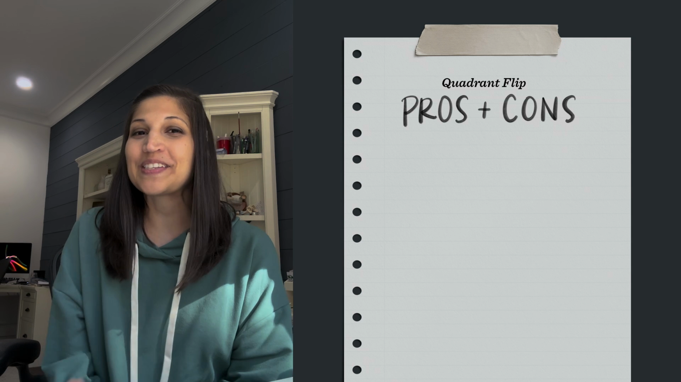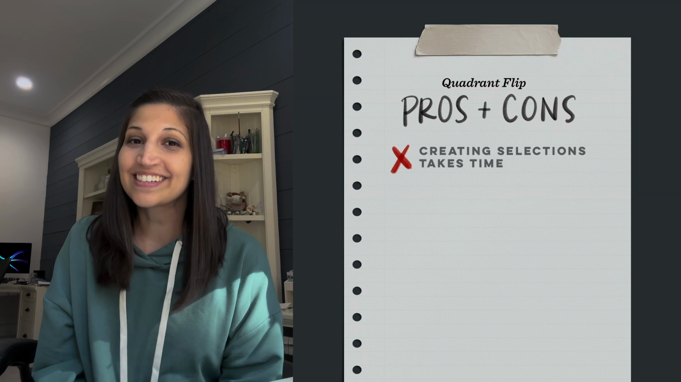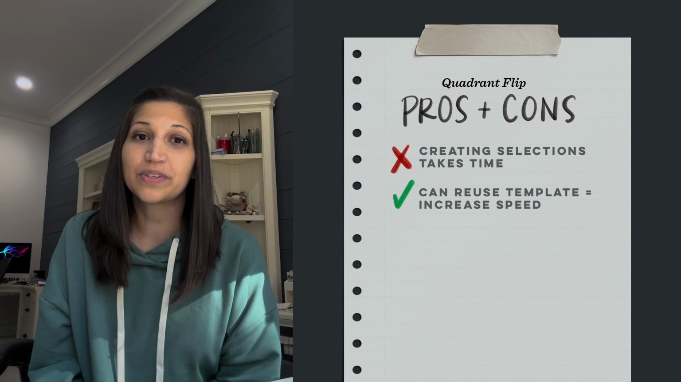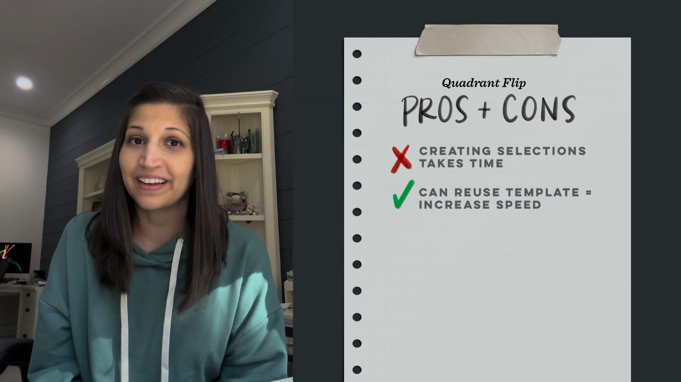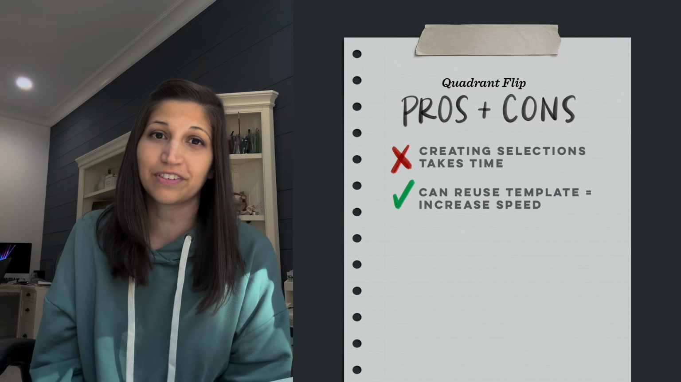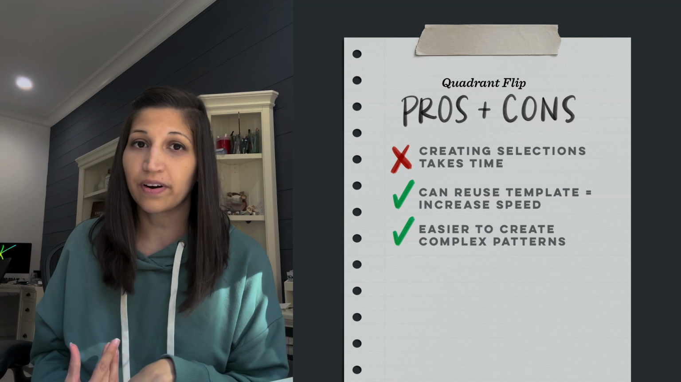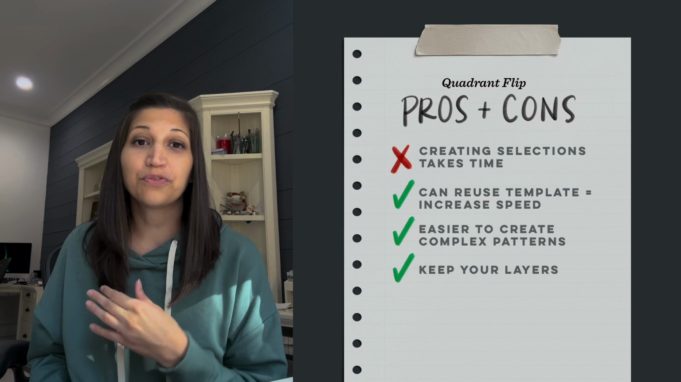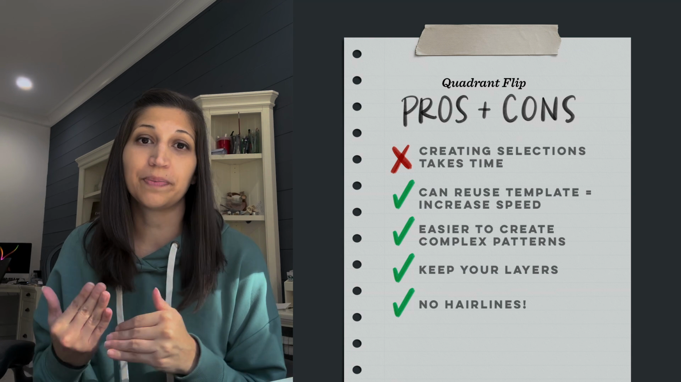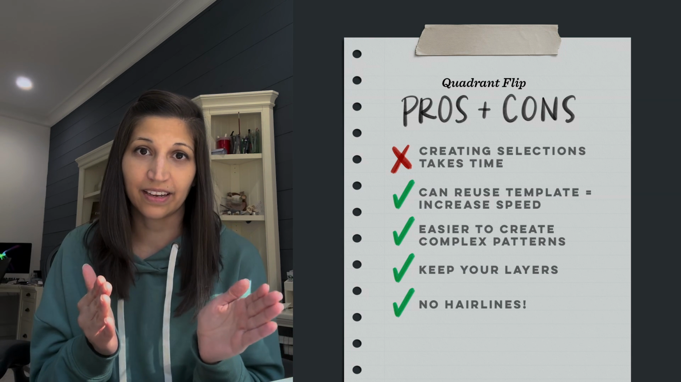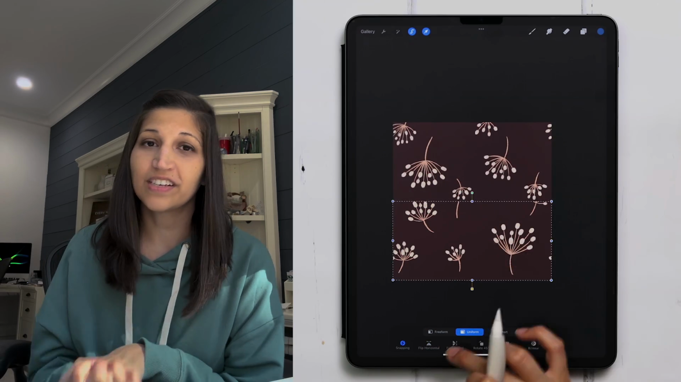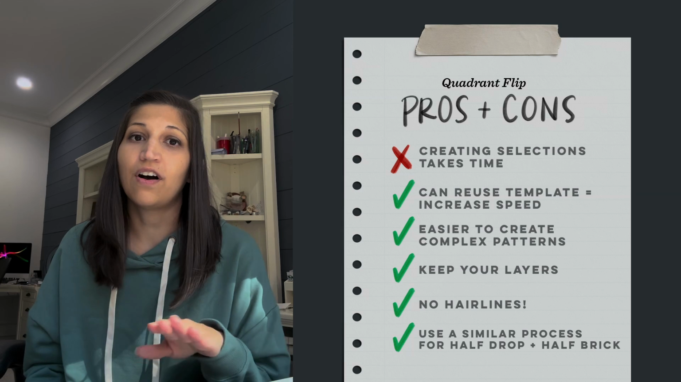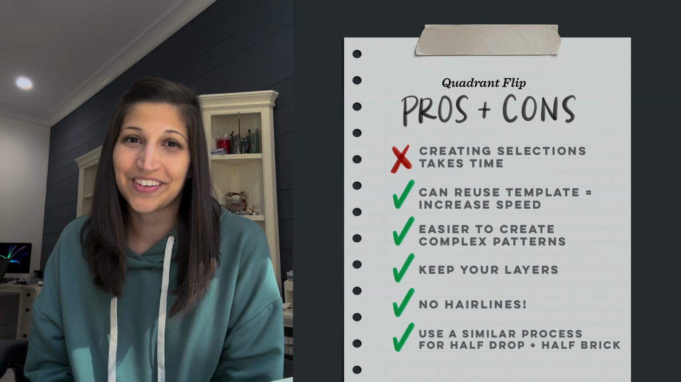The quadrant flip is my personal favorite, and although it does take a little time setting up those selections, once you have them, you can reuse that canvas file as a template, and then everything goes super fast after that. It allows you to create far more complex patterns, it enables you to keep all of your layers, and you avoid the risk of misalignments because you're flipping instead of manually moving anything. You could also use a similar process for half drop and half brick style patterns, so this process covers all the major most popular styles of pattern.